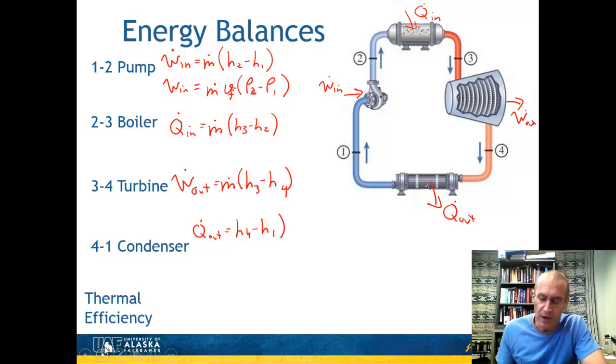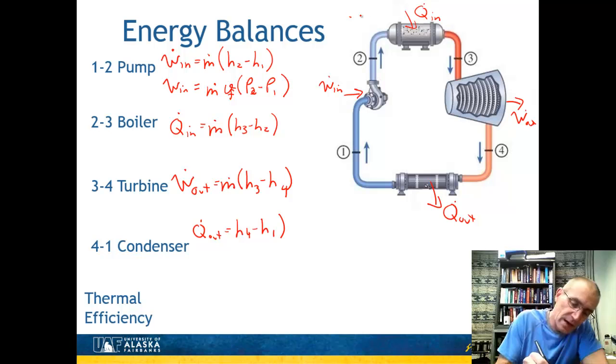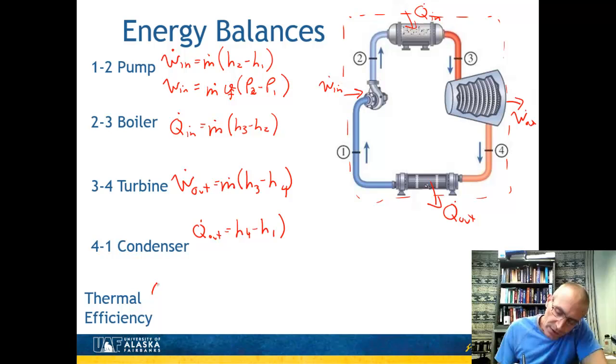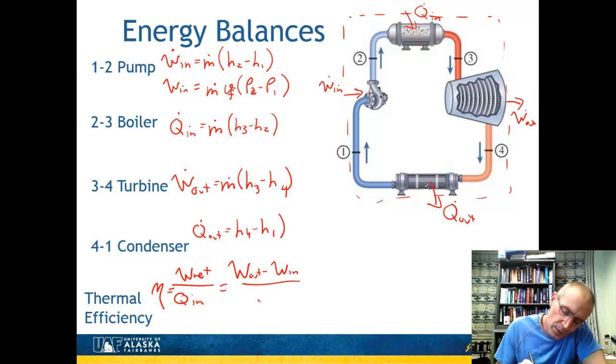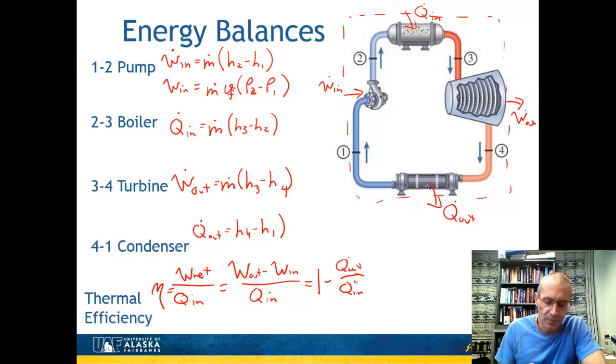We can go ahead and determine the thermal efficiency of this entire cycle. Well, that's going to be the desired over the required, which is going to end up being the net work over the heat that I put into the system. And the net work is going to be the work that goes out minus the work that goes in, over the heat that I put in. And we can rearrange that to 1 minus Q out over Q in. And so any of those three forms will end up giving you the thermal efficiency of this cycle.